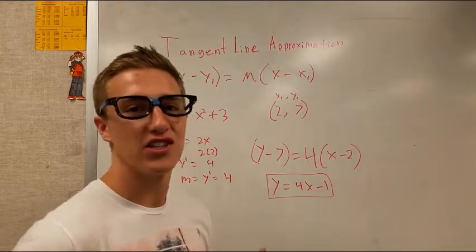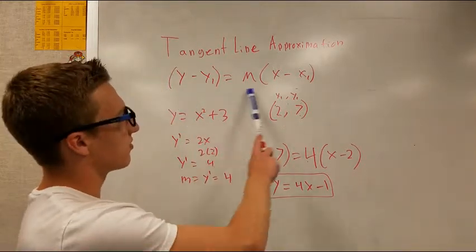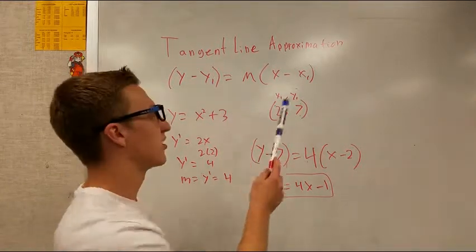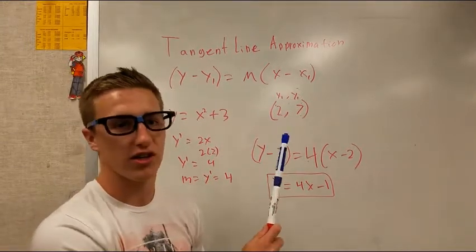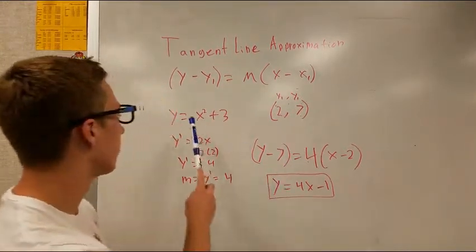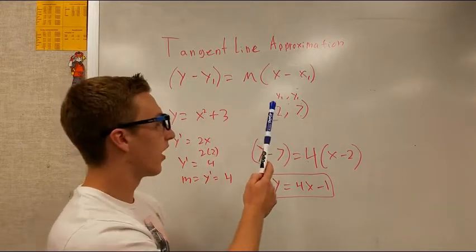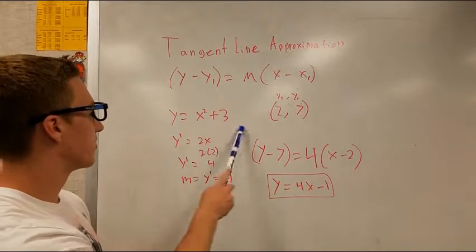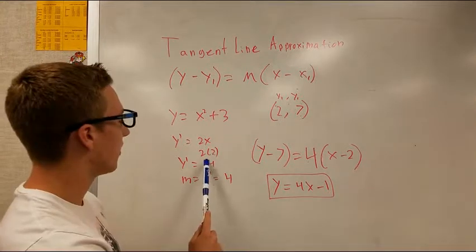And now we're doing tangent line approximations. So this is the equation you use to find the tangent line approximation, and these will be the values at that point that you're trying to find the tangent line, x1 and y1. The question asks you to find the tangent line approximation of y equals x squared plus 3 at the point 2, 7. So you have to take the first derivative of this equation, you get y equals 2x, and you plug in this x value, and you get 4.